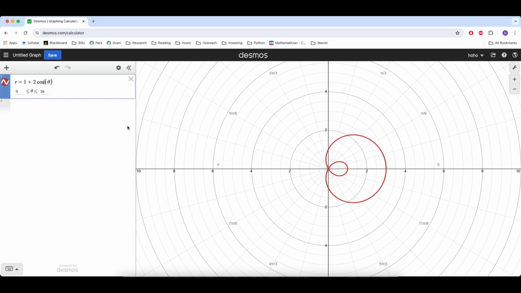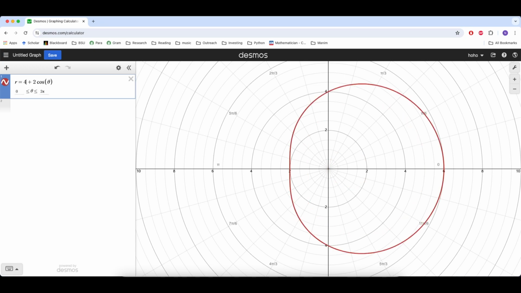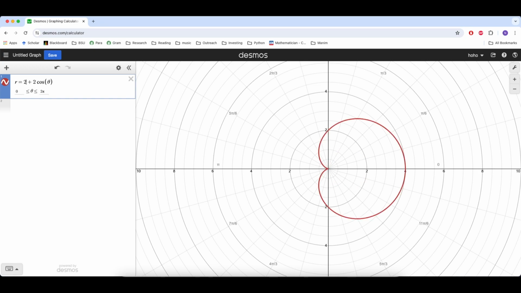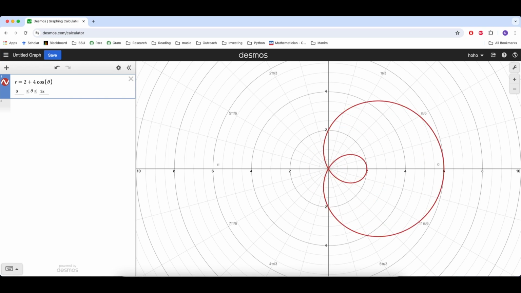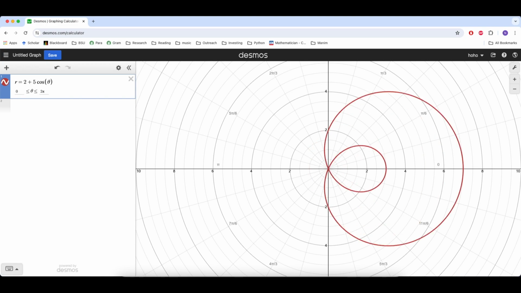Again, you can manipulate the value of A, which is the number by itself. I change this to 2 here. You can change to 3, 4, and so on and so forth. So let me go back to 2 here. I'm going to change this one to 1, then 3, 4, 5. Okay, so whatever purpose you want to use this type of curve for, you can manipulate the constants to have a different shape.